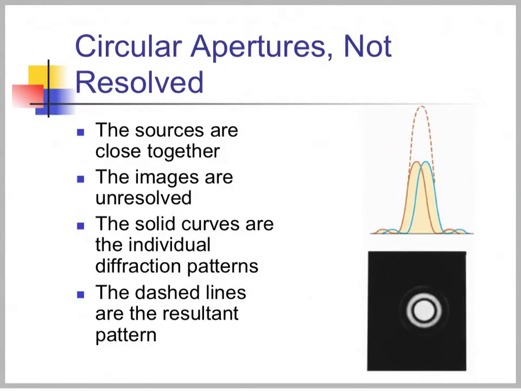Now here the sources are close together. The images are unresolved, and so what I see when I look through the aperture, I can't tell that there's two objects. It looks like one single object.